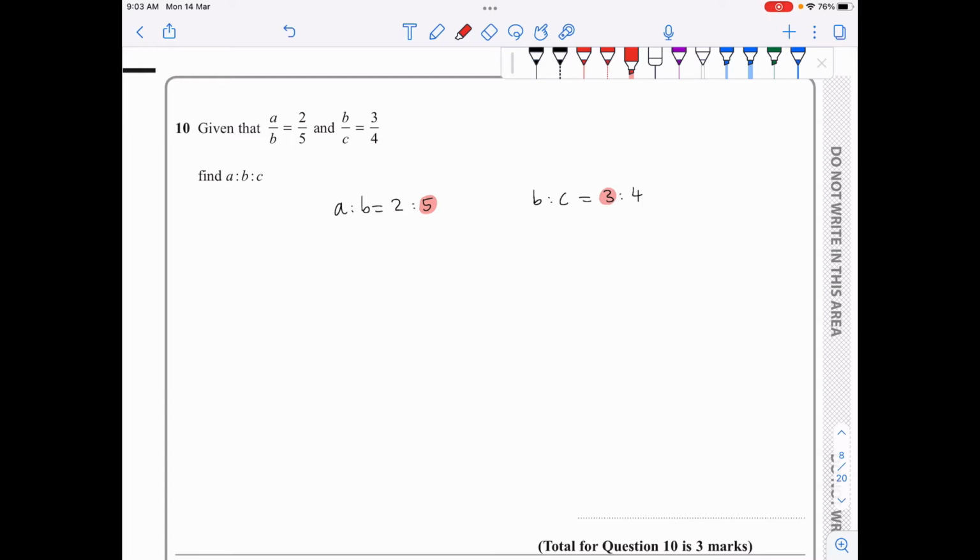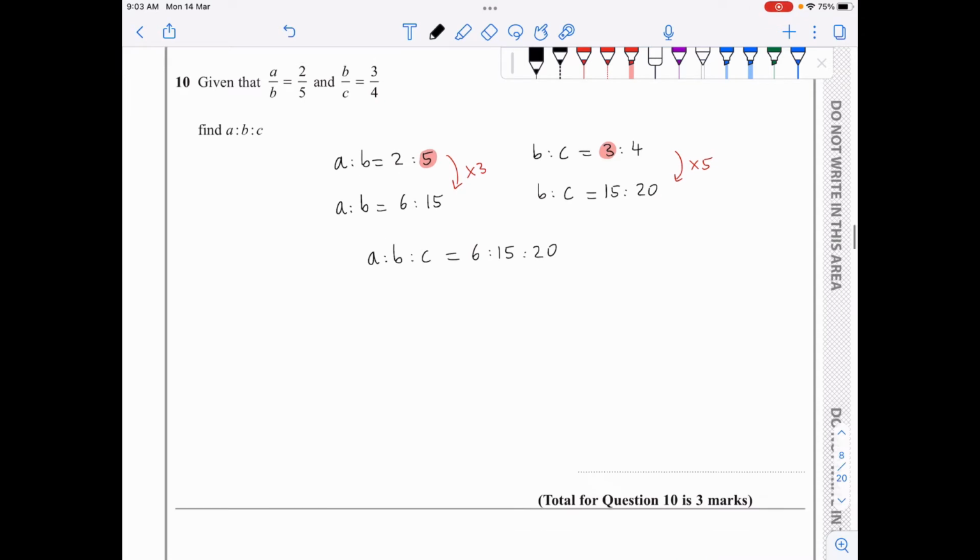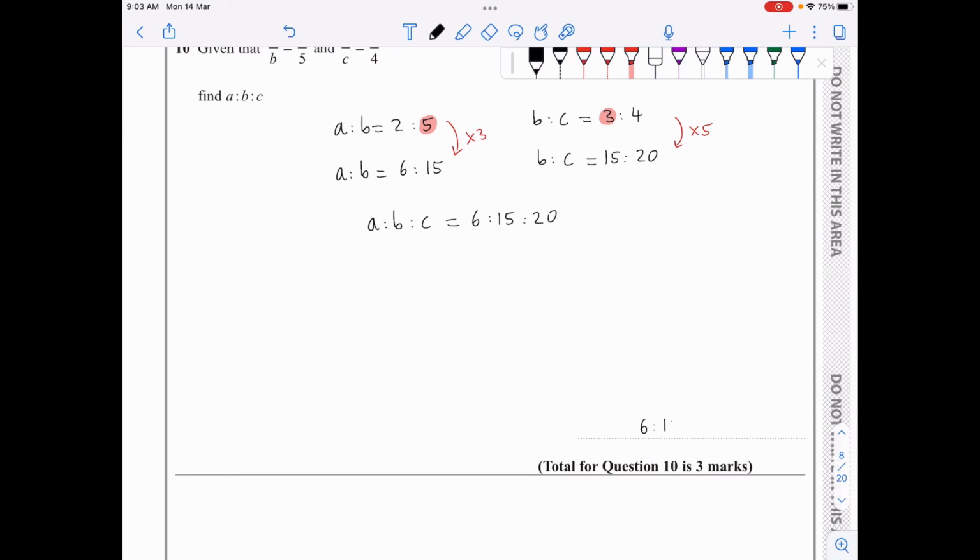So the LCM of 5 and 3 is 15. So I'm gonna say that A to B is 6 to 15, and B to C is 15 to 20. So I multiplied this by 3 and this by 5. Now that we've got B being the same, 15 and 15, I can easily say that A to B to C is 6 to 15 to 20.